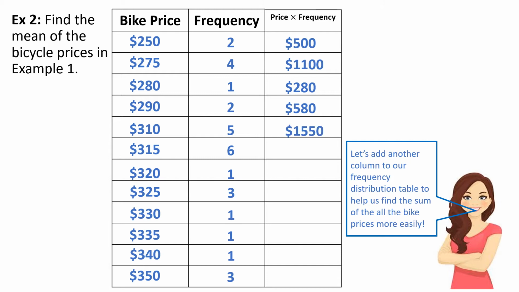310 times 5, 1550. 315 times 6, 1890. 320 times 1, 320. 325 times 3, 975. 330 times 1, 330. 335 times 1, 335. 340 times 1, 340. And 350 times 3, or 1,050.